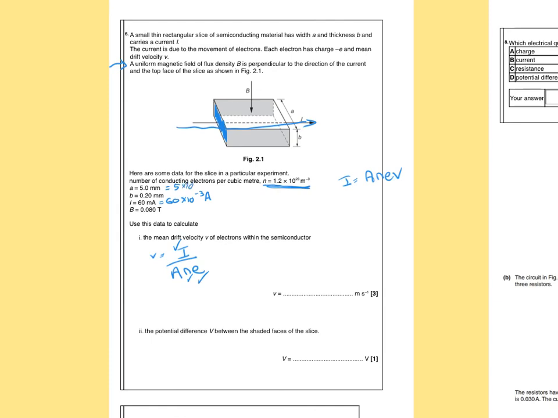Once again, change them into meters. It has to be in meters. And then you just place your numbers in. So this one will be A times B. And we have 60 times 10 to the minus 3 divided by 5 times 10 to the minus 3 times 0.2 times 10 to the minus 3 times N. Once you place the numbers in, you should get 3.1 meters per second. Not that fast, once again, so that's a very good approximation to it as well.